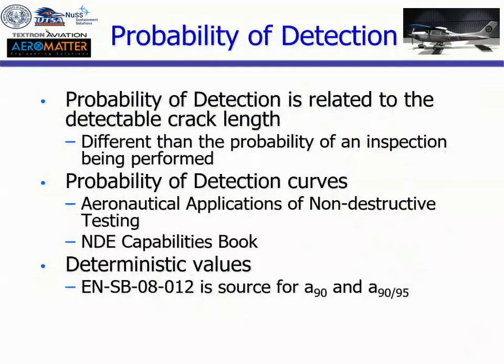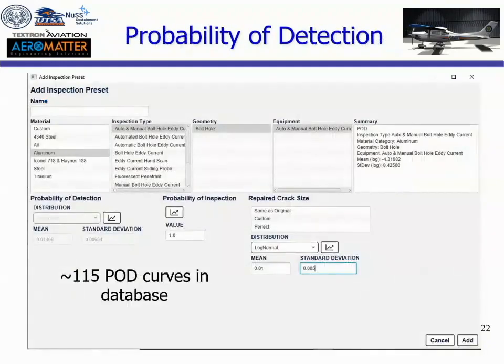POD. I mentioned inspection is a key part of the software and part of the analysis procedure. So there's a large number of probability of detection curves that have been embedded in the software that cover a number of cases. This is what it looks like. You can see for aluminum, there are different inspection techniques: bolt hole eddy current, hand scan eddy current, and so forth, and some dye penetrant approaches. That'll fill in the values for the probability of detection curve, modeled by a log normal distribution in this case.